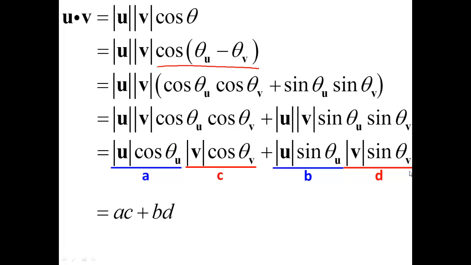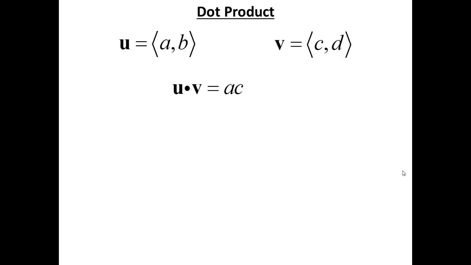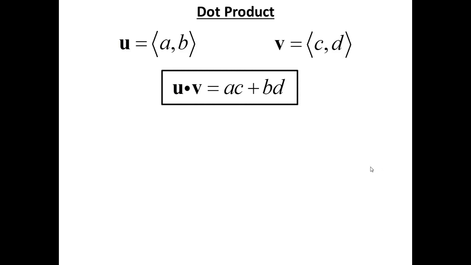It's just AC plus BD. Whatever the components are for U and V, AB being the component form of U, CD being the component form of V, I just have to multiply the X components, multiply the Y components, and add them together. Just to recap, multiply the X components, multiply the Y components, add them together. A much simpler way to evaluate a dot product.